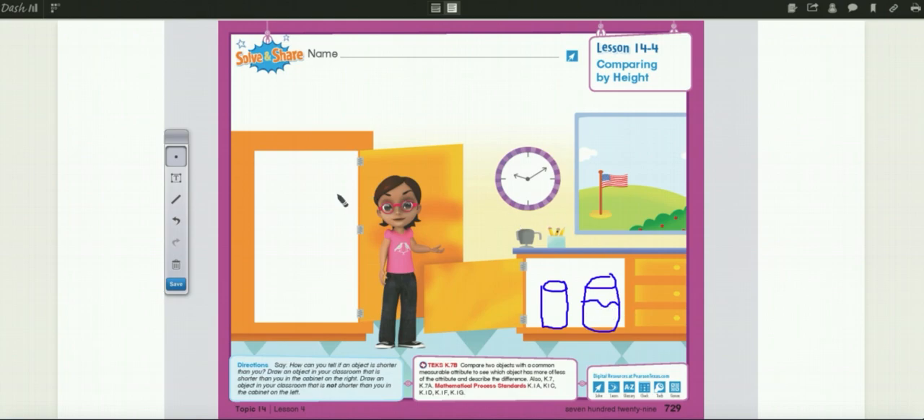Okay, next, draw an object in your classroom that is not shorter than you in the closet to the left. So we need to draw something that is not shorter. That means we need to draw something that's longer than the person. Can you think of something that would be longer than a person that would go inside the cabinet? Yeah, maybe a poster. So we can draw a poster. The poster is longer, taller than the girl.